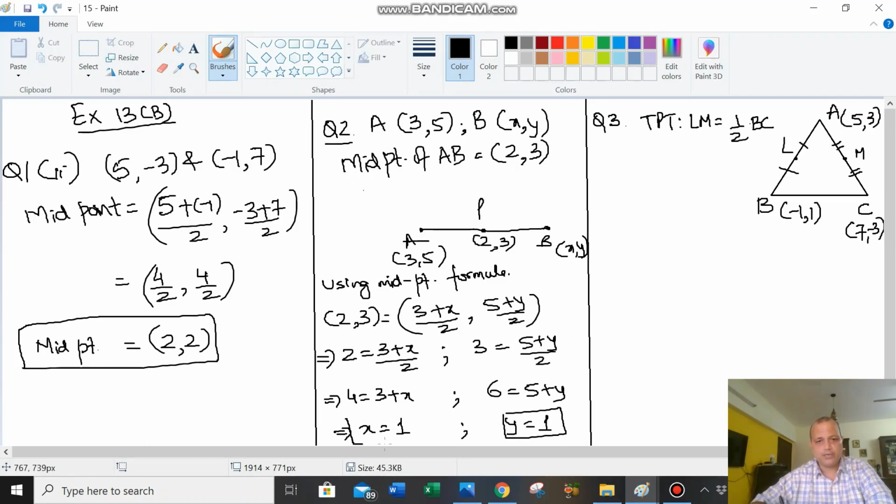Perfect. So let's read the question. What do they want me to calculate? Find the value of x and y. Done. I've already found that. Let's look at question number 3.